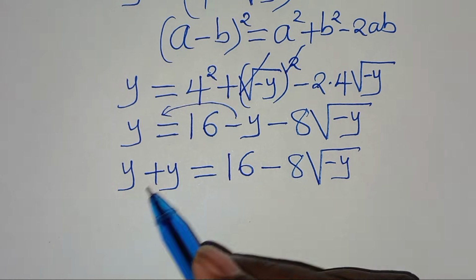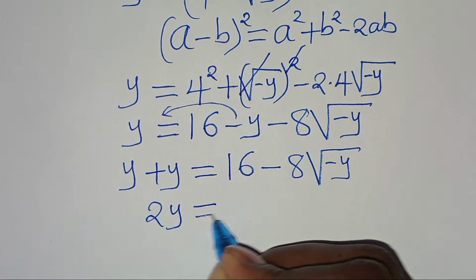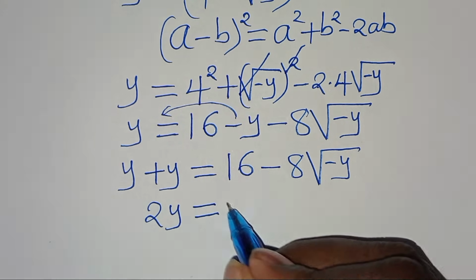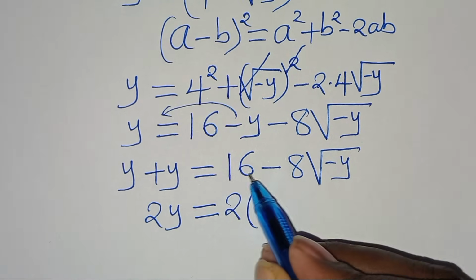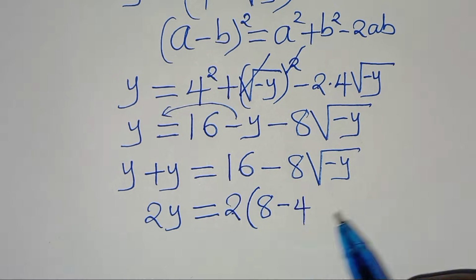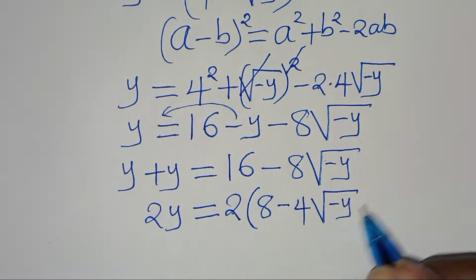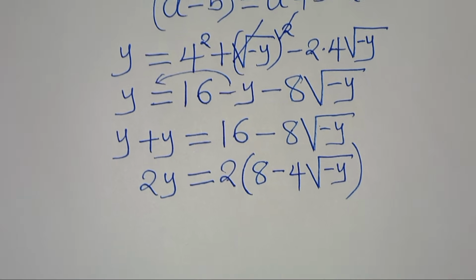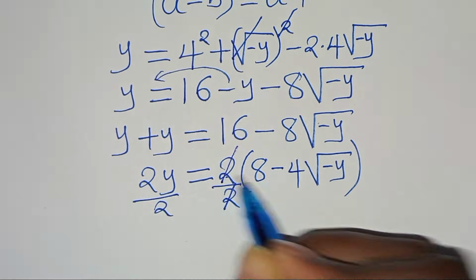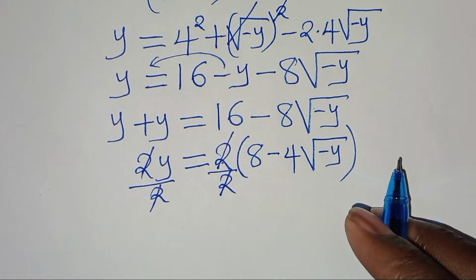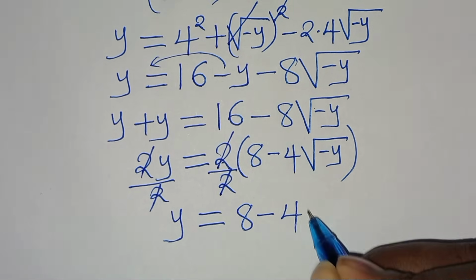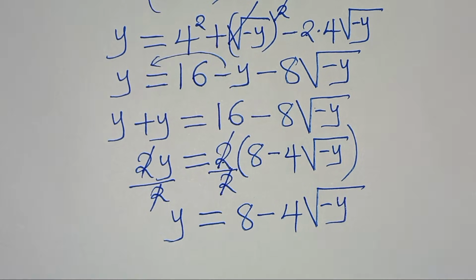Now from here we have 2y equal to 16 minus 8 square root of minus y. Here we can factor out 2, since 2 is common, so that 16 divided by 2 is 8, then subtract 8 divided by 2, which is 4 square root of minus y. Now the next step is we can divide both sides by 2, so that we simplify 2 and 2 here, and also 2 and 2 here. This means that we have y equal to 8 minus 4 square root of minus y.